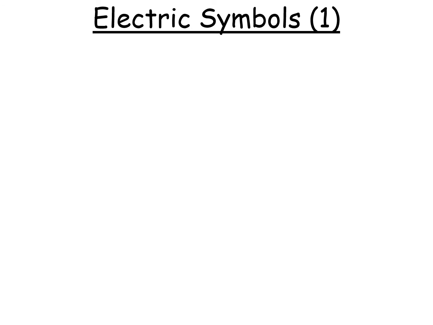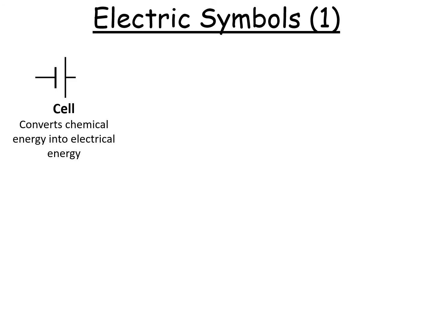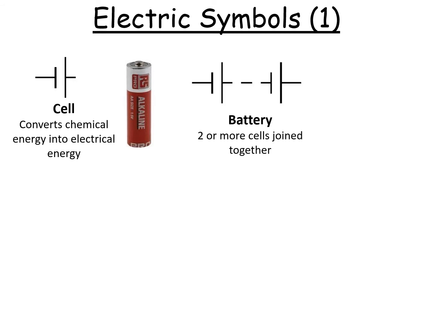The first one we're going to do is a cell, and this converts chemical energy into electrical energy. This is a bit confusing, but this is actually a cell. I know we call this a battery, but a cell is really when you've got a single battery. If you do chemistry, you'll talk about cells meaning one battery as well. So what do we call a battery in physics? Well, a battery is when you've got two or more cells joined together. That's what we call a battery.